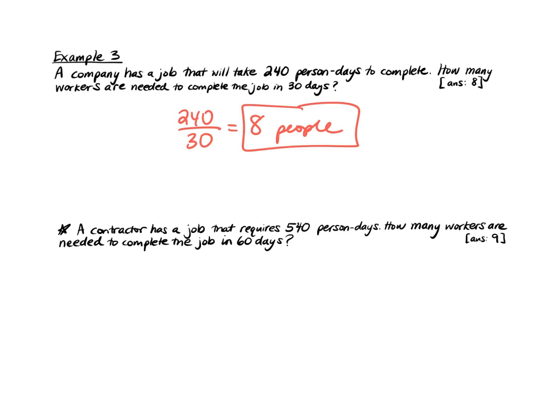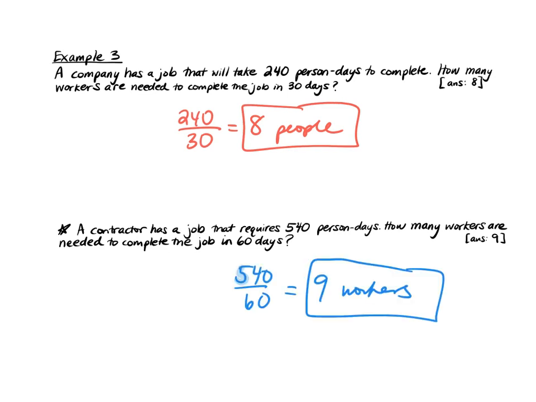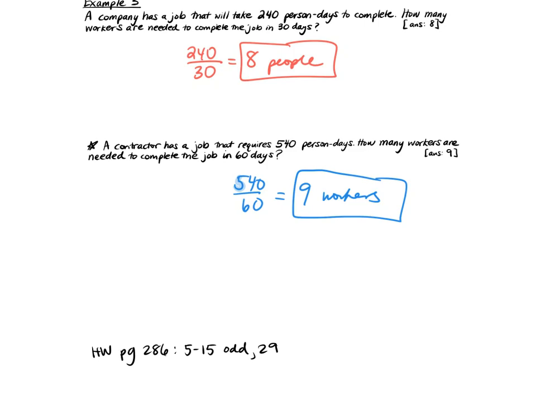Okay, so try this one on your own. Push pause and then check back for the answer. All right, hopefully you got 9 workers. Not too bad, right? All right, and that's the end. There is your homework for this.